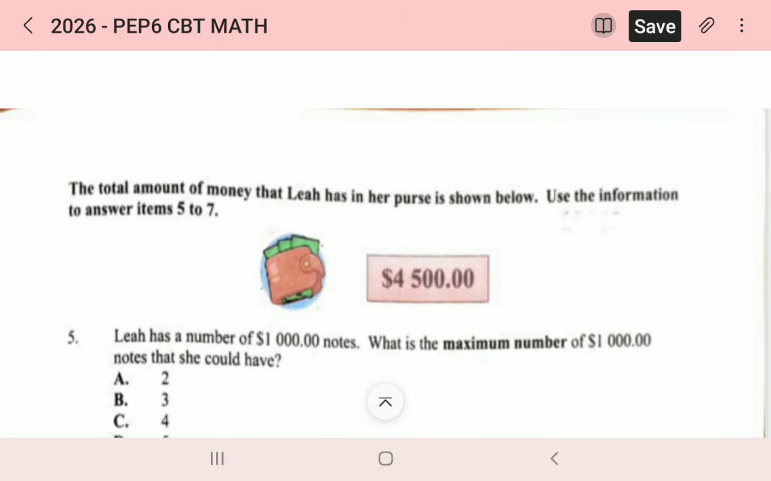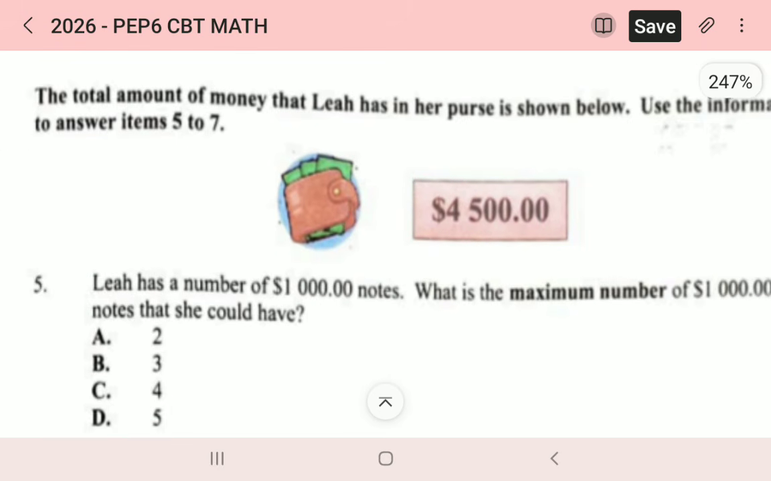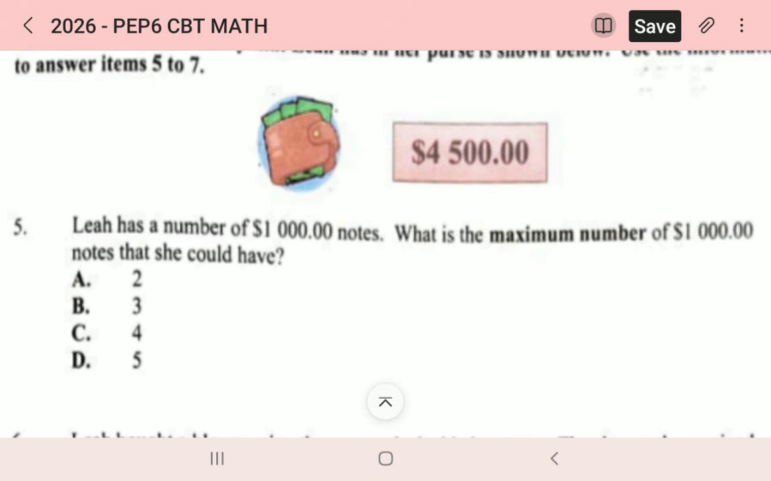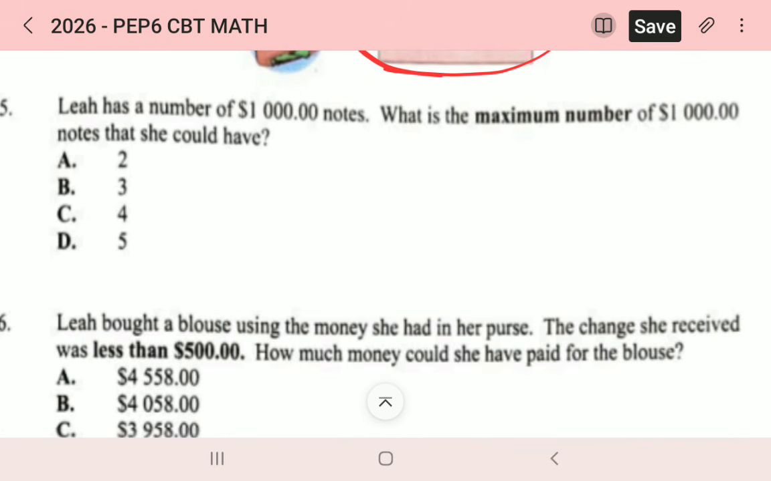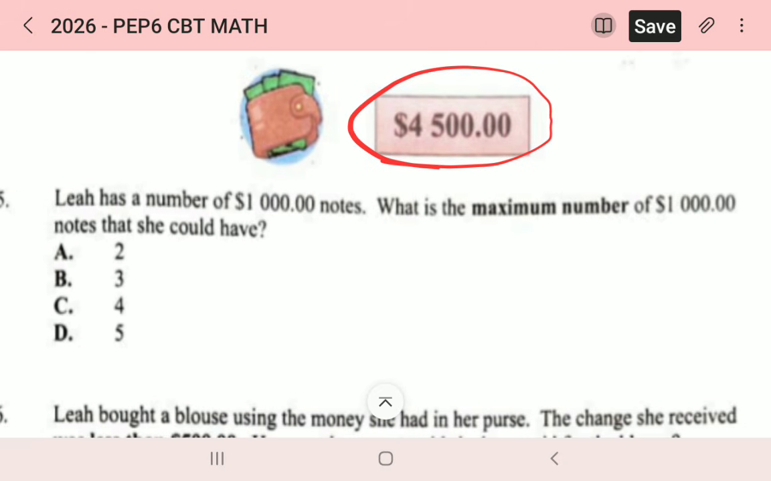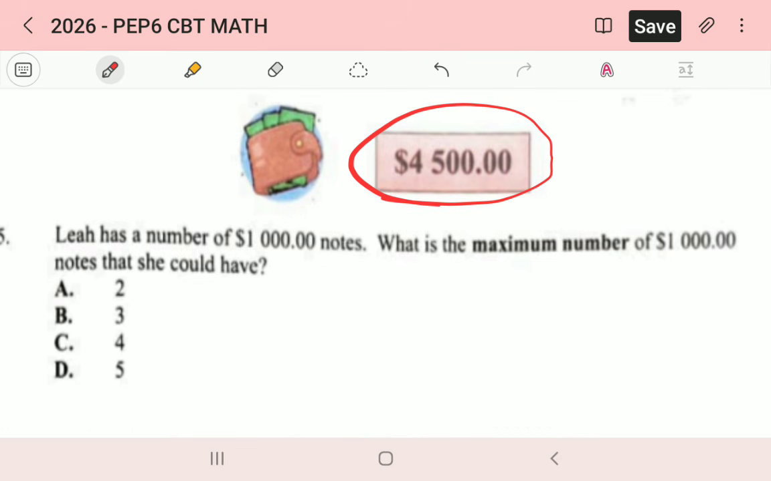Moving on, the total amount of money that Leah has in her purse is shown below. Use the information to answer items 5 to 7. So she has $4,500 in her purse. Let's see what they're saying. Leah has a number of $1,000 notes. What is the maximum number of $1,000 notes that she could have? So if it's 4,000, she could only have 4 $1,000 notes, and that's at C.